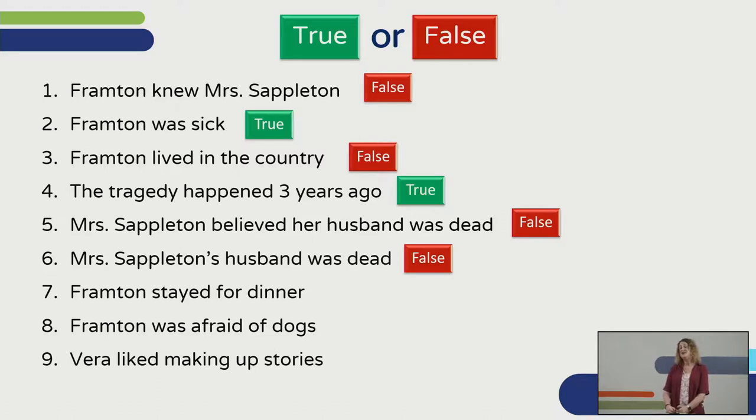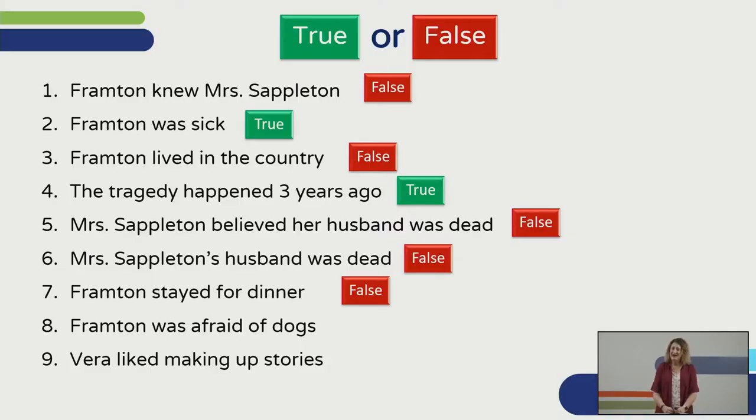Frampton stayed for dinner. Did he stay for dinner? No. As soon as Mrs. Sappleton's husband and brothers came in, he ran away as fast as he could. He didn't stay for dinner. Was Frampton afraid of dogs? Was it the dog that made him run away? No. Why did Frampton run away? I'll let you think about that.